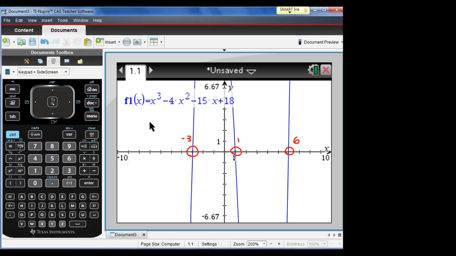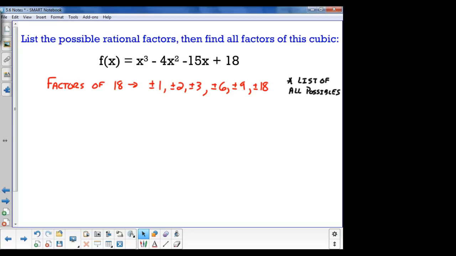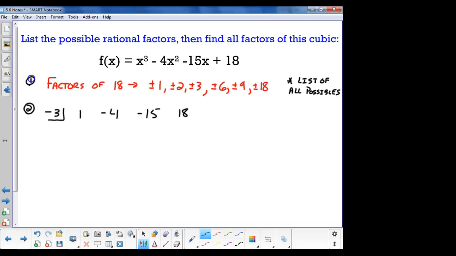Okay? So now when I'm trying these numbers here in step number 2, let's try negative 3 first. 1, negative 4, negative 15, and positive 18 are my function values. Bring down 1, negative 3, negative 7, positive 21, positive 6, because remember I add these, negative 18, 0. We got it, right?